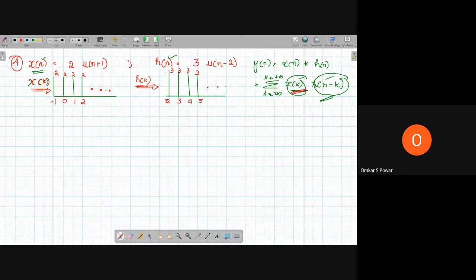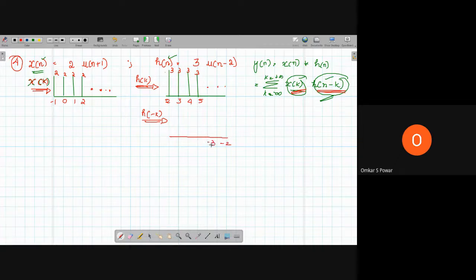X of k, let it be as it is. What we want is h of n minus k. So first we will get h of minus k, then we will do h of n minus k, so it will be easy for you. So h of minus k is nothing but the mirror image of this one. So just flip it.